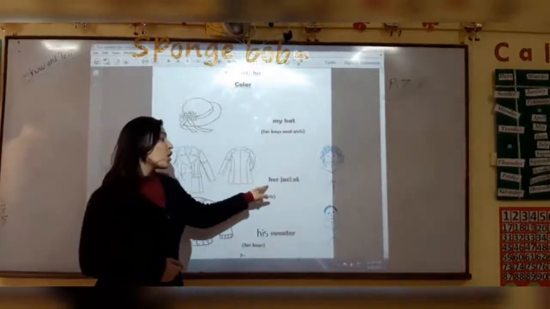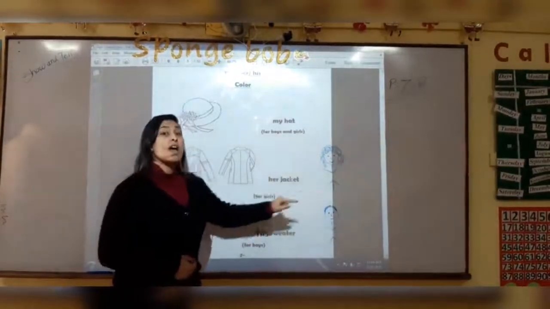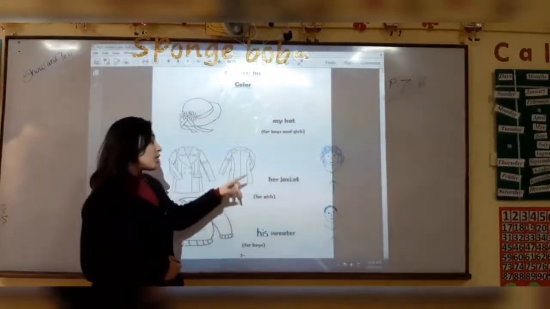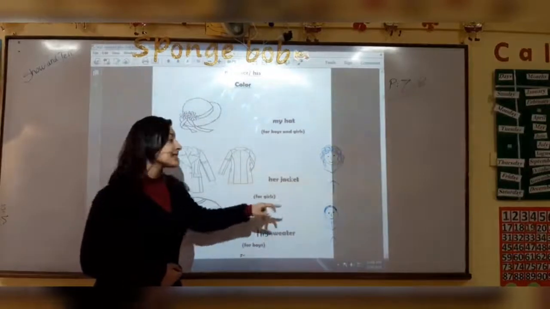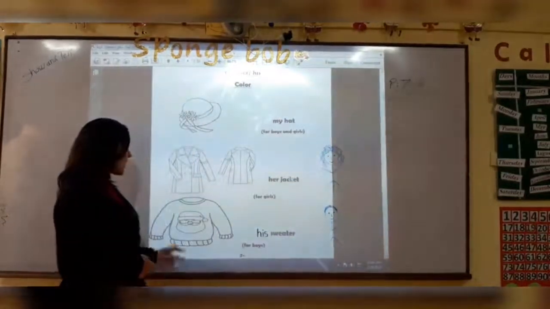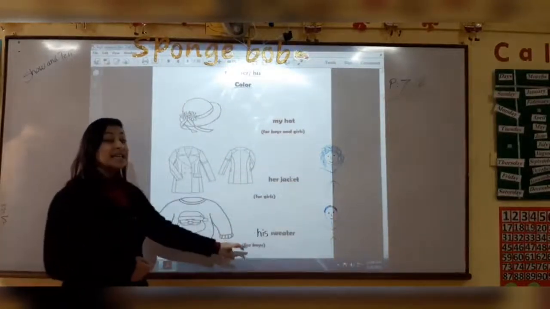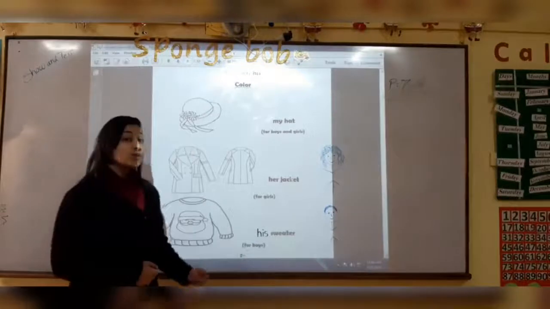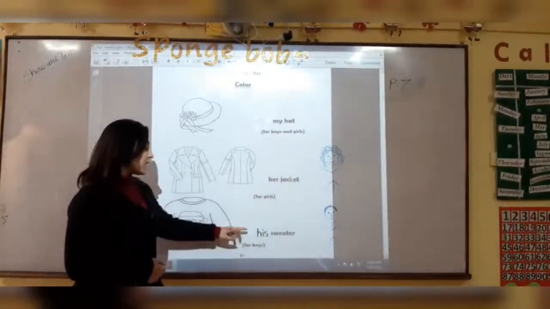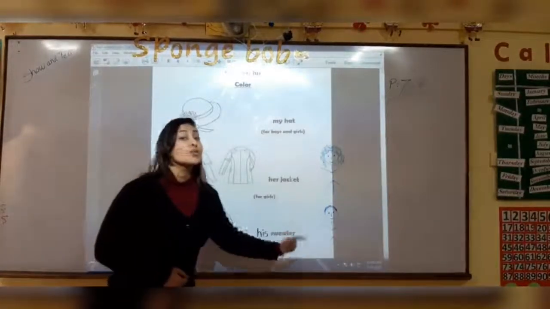This is her jacket. I use her with girls only. Her for girls only. This is his sweater. I use his with boys only. His for boys only.